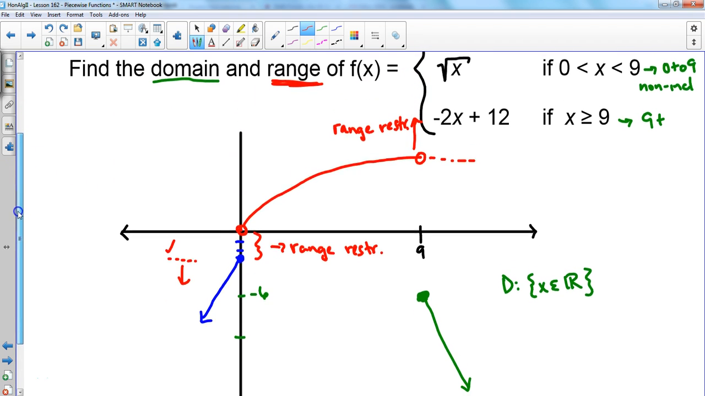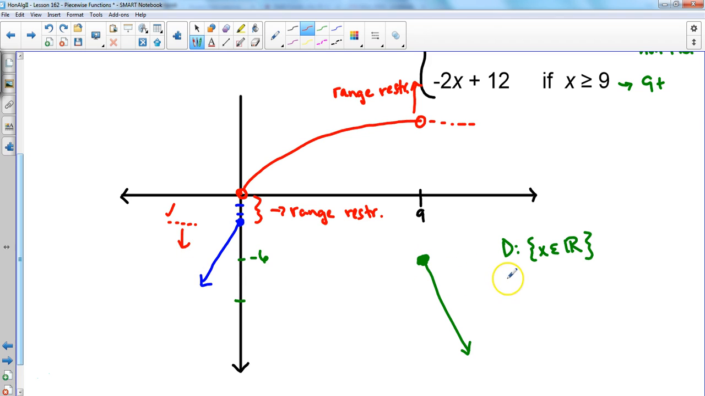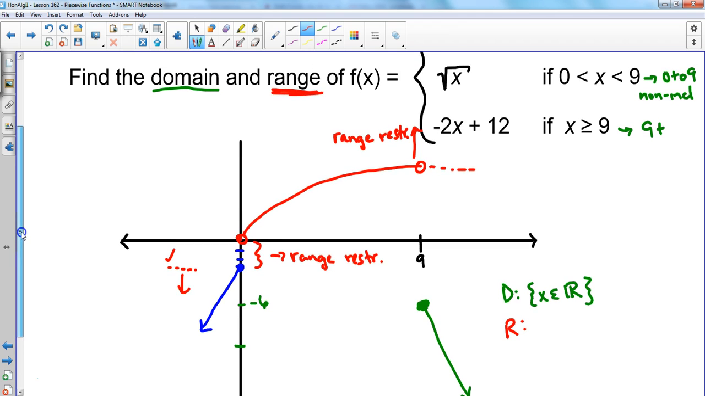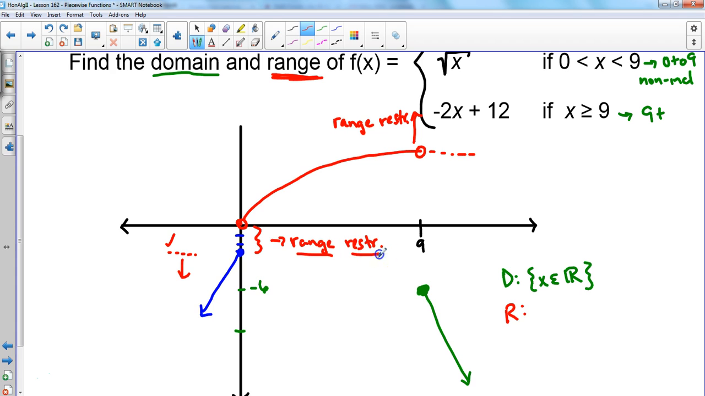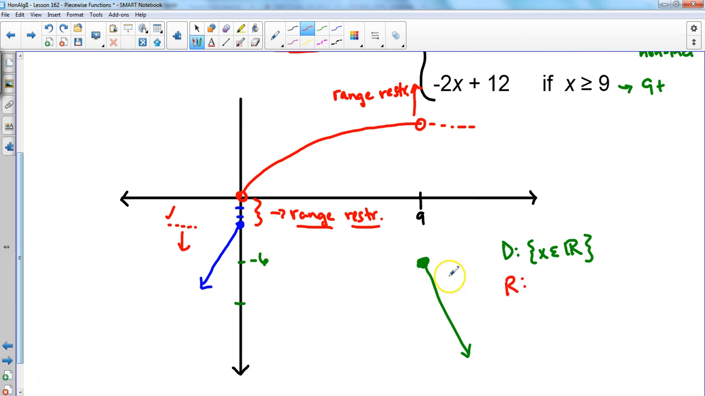So when I go to write my range, I want to write what values do work, what values I do have on my graph. So I want to make sure that I exclude these restrictions. So my range is going to look like this. If you write it in set notation, I'm talking about y's when I talk about range. So all of the real number y values such that y is not between these two and it's not bigger than this. Well, the other way to say that is I've got all of these values.